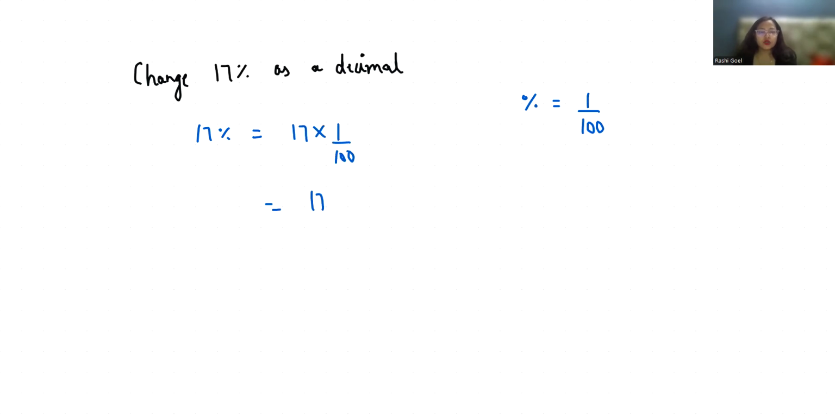Now, if there are two zeros with 1 in the denominator, we can easily put the decimal before two places in the numerator. So there are two places, ones, tens, put the decimal before it, and there is no digit before the decimal, so we will write 0. So 17 by 100, or 17% in terms of decimal, is 0.17.